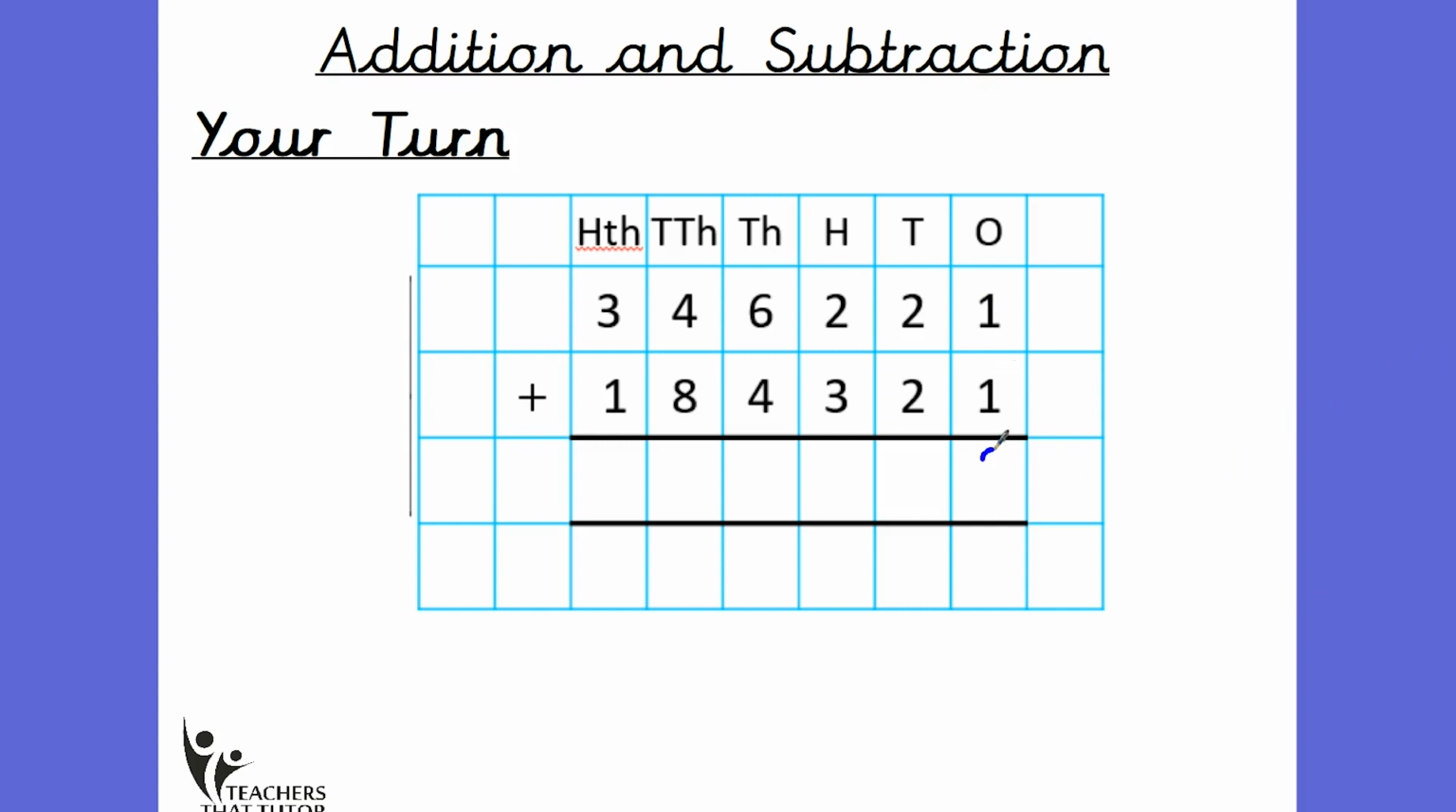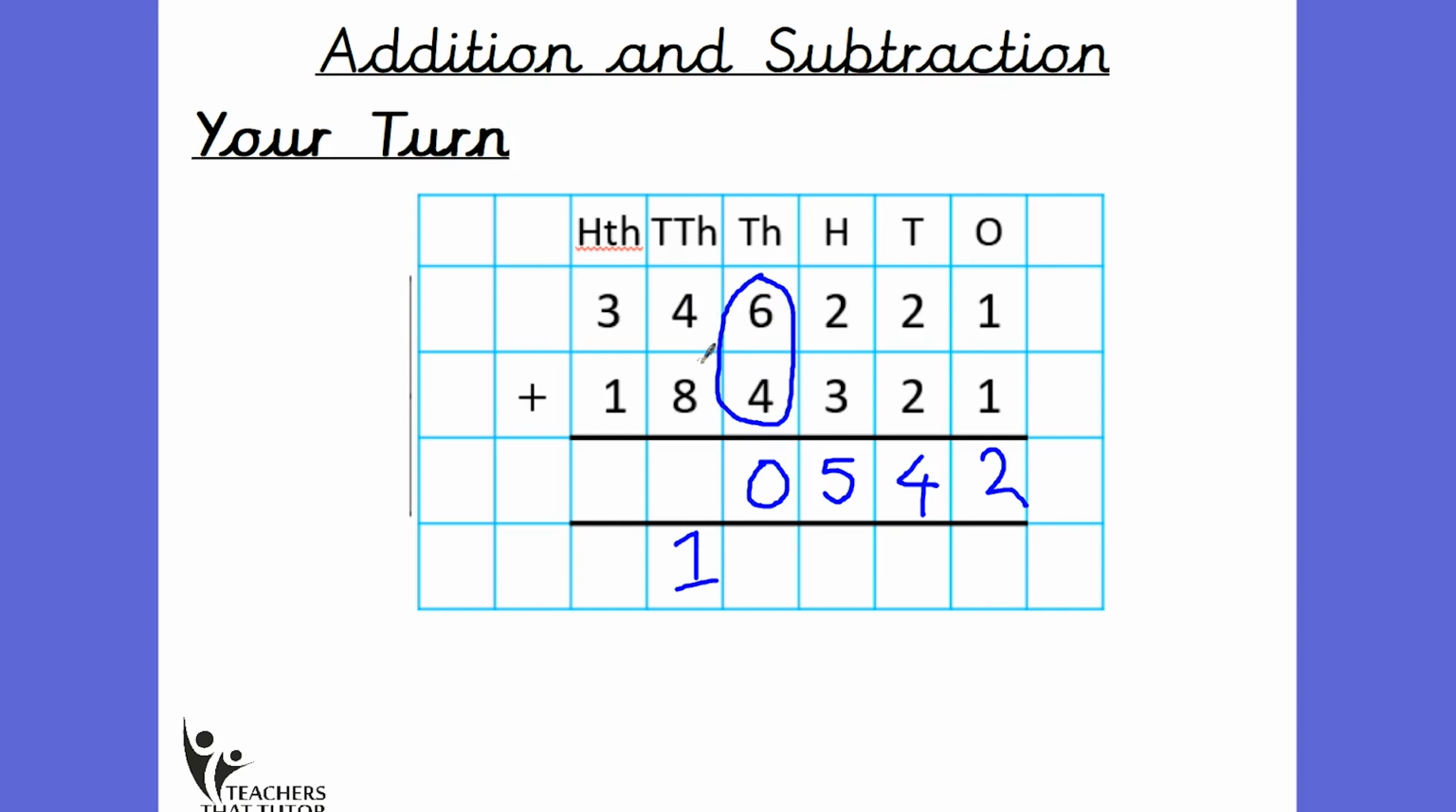1 and 1 is 2. 2 tens, 20 and 20 make 40. 200 and 300 make 500, but then we've got 6,000 and 4,000. And from your number bonds, you should know that 6 and 4 when added together make 10. So this is actually going to be 10,000, which means we're going to put a 0 here. And we're going to carry the 10,000 over to the 10,000s column.